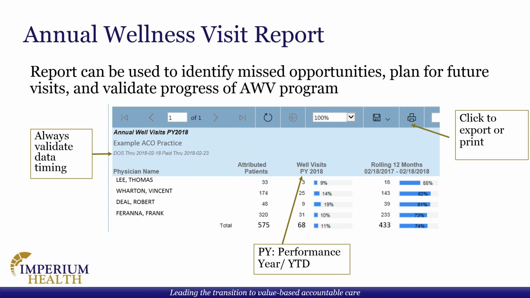So I would think of PY, where it says Well Visits PY, that's well visits performance year, meaning the year that we're being evaluated on. And as the information is populating in there, it's going to be showing year-to-date information. Now then, because the annual wellness visit is a once every 366 days visit, we also not only provide what's available year-to-date, we also provide what's available on a rolling 12 months basis. Because being able to track both of those numbers can help you not only track your progress this year, but what is your progress overall in the last 12 months, just to make sure that you're not missing an opportunity somewhere.